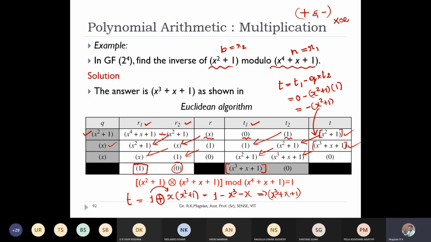How many of you understood this part of finding the multiplicative inverse in polynomial arithmetic? This is worth 10 marks, guys. So I want you people to be clear with this part. If you're clear, kindly raise your hand. If you have doubts, you can ask me.